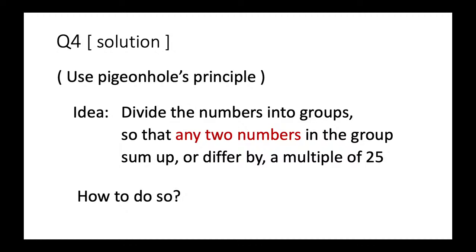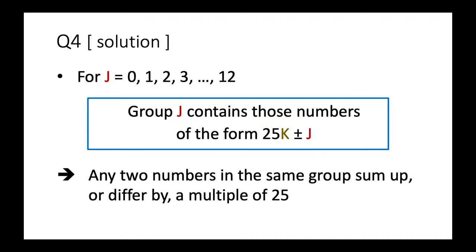So how can we do so? This is the idea. We are going to form 13 groups altogether. We have a label j here. Group j contains the numbers of the form 25k plus or minus j. So basically, in group j, we have all the multiples of 25 plus or minus j. Now, if you want to double check it, for instance, what are the numbers in group 1?